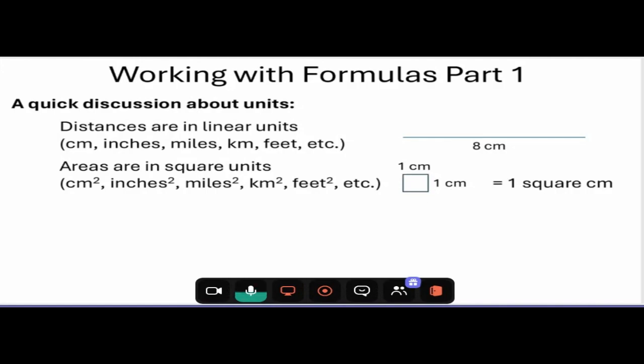And then mathematicians, as we keep saying, are incredibly lazy, and they're like, oh, I don't want to write square centimeters every single time I do an area question.